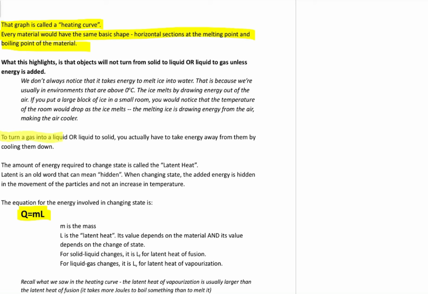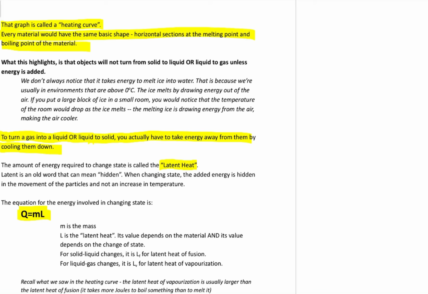To turn a gas into a liquid or liquid into solid, so if we kind of go backwards by cooling them down, so let's say you've got water and you want to turn it into ice, you've actually got to take energy away from the water to turn it into ice. That's all up there. You read that. I want to jump to this.